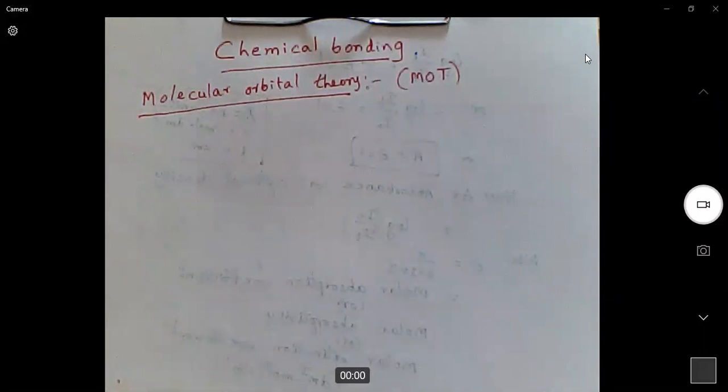Students, today we will learn how to construct molecular orbital diagrams for diatomic molecules. We are dealing with very simple systems, diatomic molecules. So first, I'll give you the energy order of molecular orbitals of simple diatomic molecules.